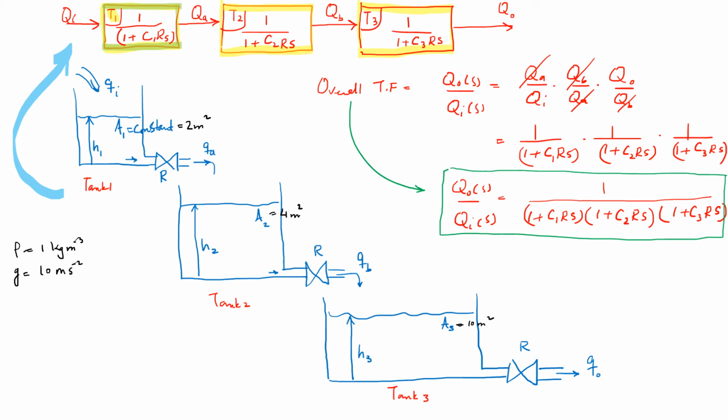And what else? We need the parametric value for R, which is constant for all the three valves that we have used. Let it be 5 Newton second per meter raised to power 5. So let it be like that. And what else? I think we are good to go. We can use these parameters to find out what are going to be the capacitances C1, C2, and C3, and that is going to give us a specific transfer function corresponding to these parametric values. And if you plug in all those values, this transfer function is going to become equal to 1 over 1 plus s.